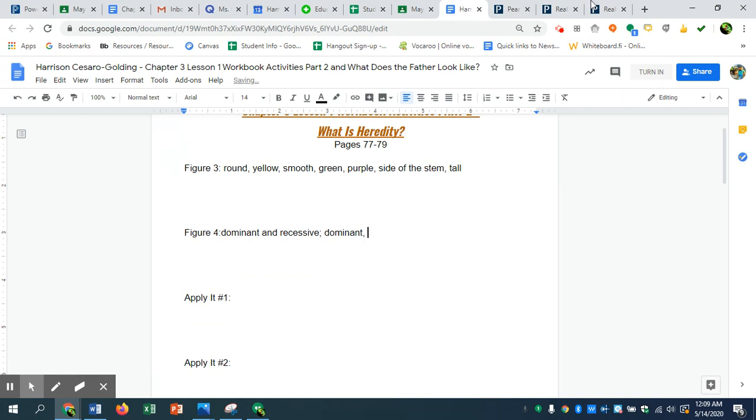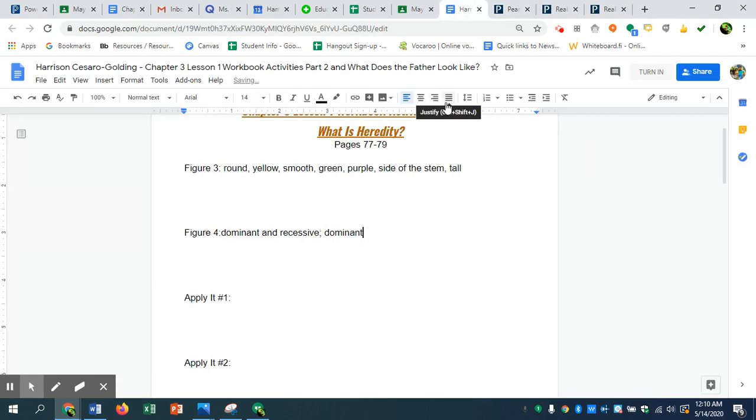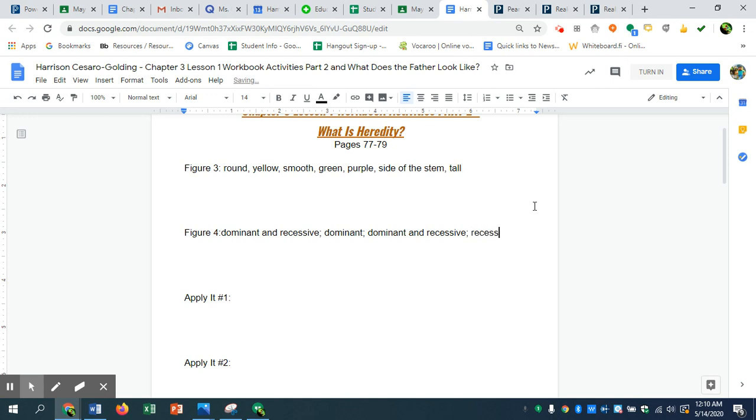Dominant. Okay. The next word we're going to fill in is plants may inherit one blank and one blank. So they can inherit one dominant and one recessive. They're still going to be tall because the dominant is what's expressed. Now the next one says plants may inherit two blank alleles and they're short. So if you inherit two recessive alleles, you're going to be short, but you have to have both recessive. So recessive.